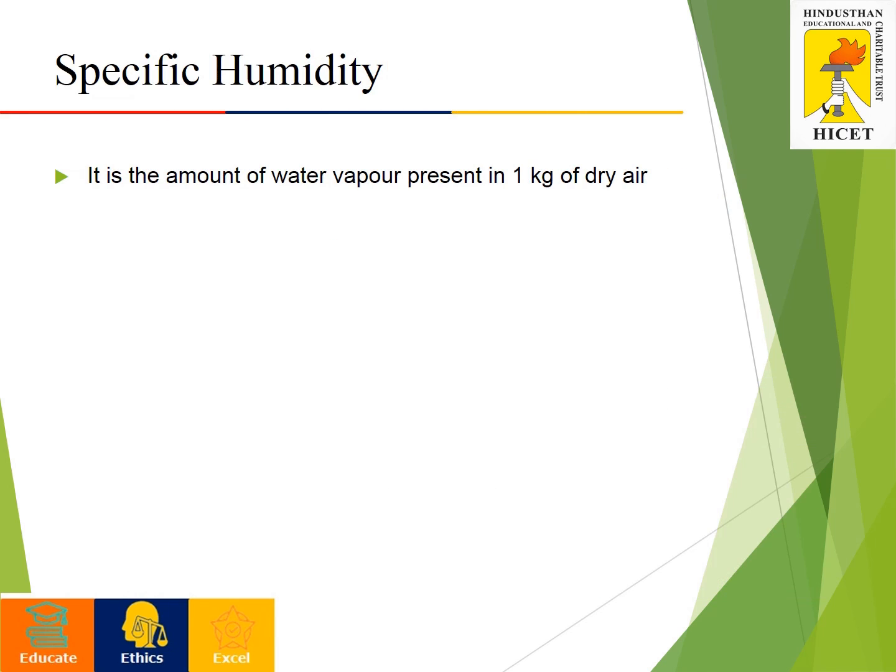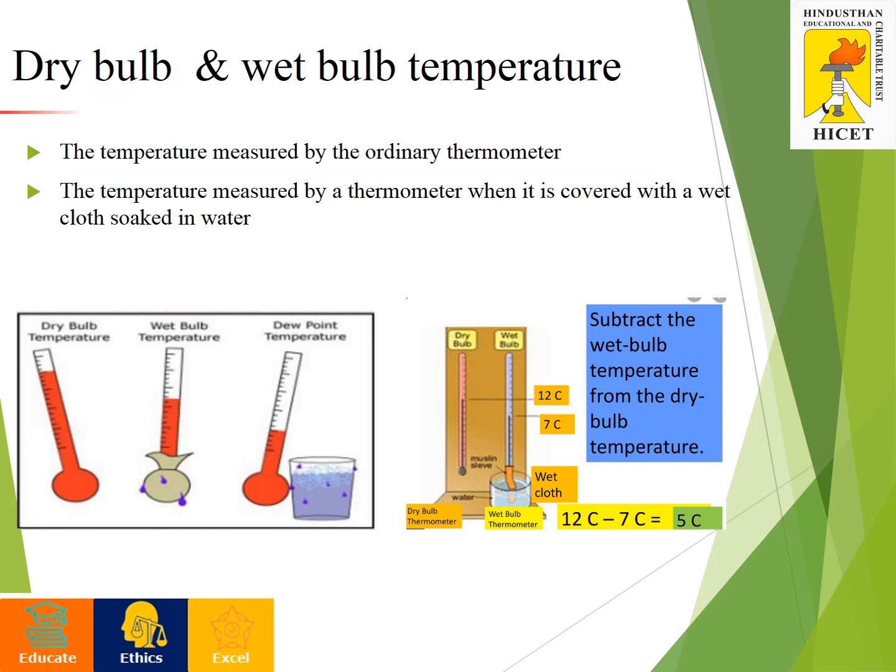Then specific humidity means, for 1 kg of dry air, how much moisture or water vapor is present, that is called specific humidity. This will be specified in grams per kilogram of dry air. For example, if you take 1 kilogram of dry air, how many grams of water vapor it contains is the specific humidity.